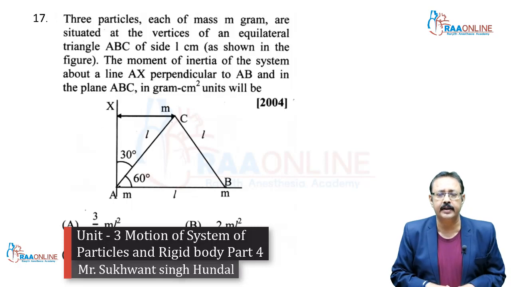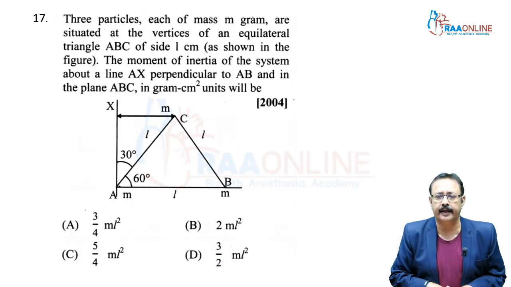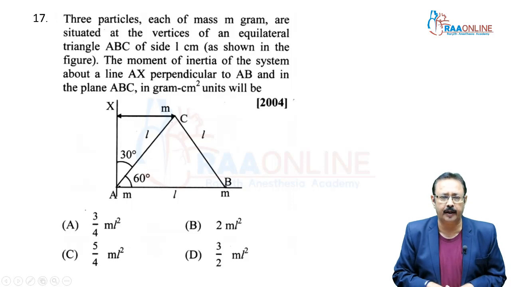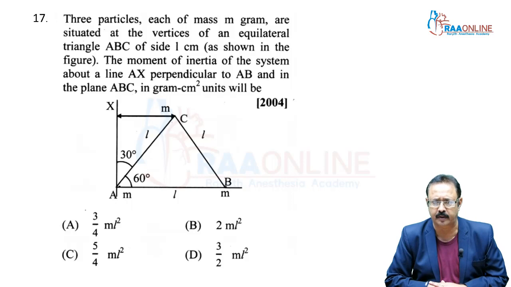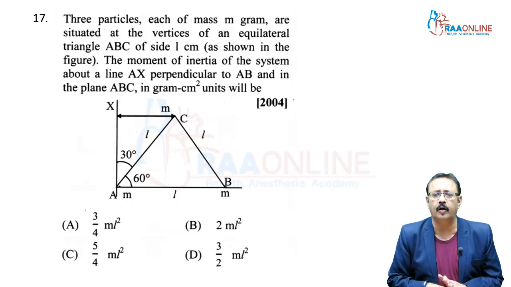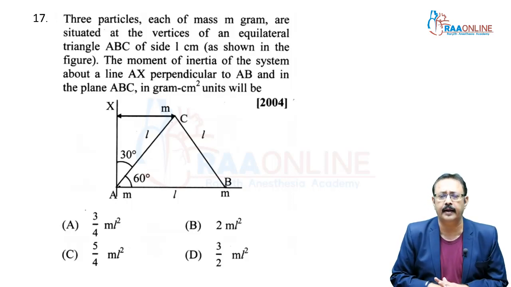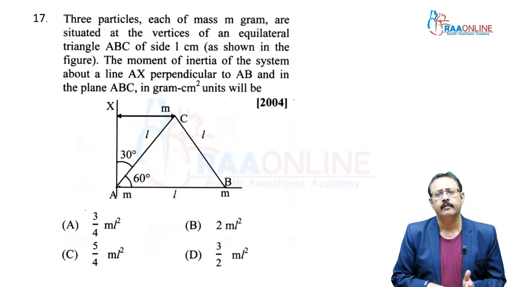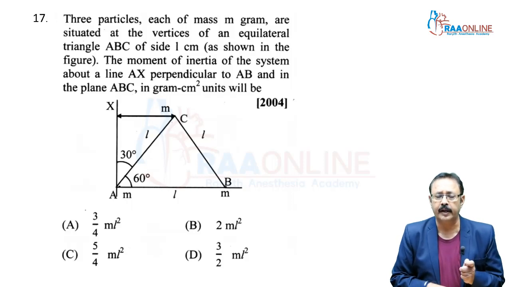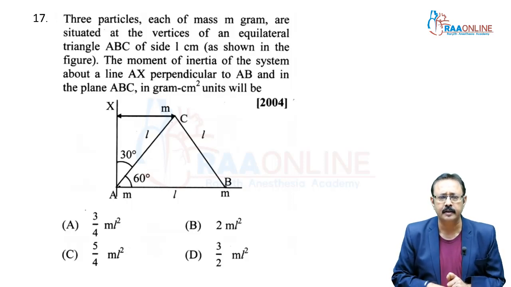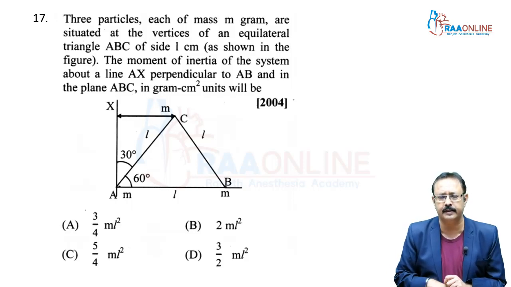Now we are going to start the 17th problem, which is again from 2004 AIPMT. Three particles, each of mass m, are situated at the vertices of an equilateral triangle ABC of side 1 cm. Find the moment of inertia of the system about a line AX. We know that moment of inertia does not obey the vector law of addition, so no tension. Calculate the moment of inertia of each particle and add all these three results.